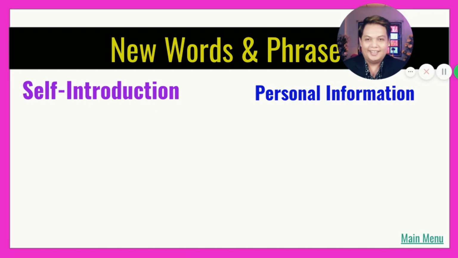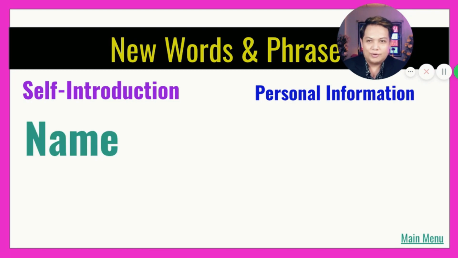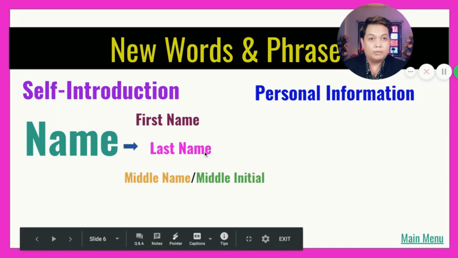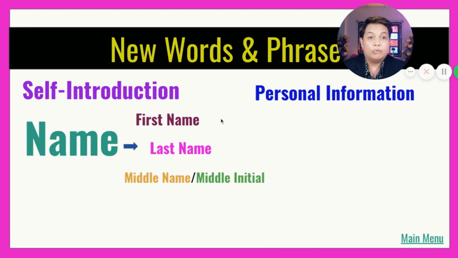Thank you. All right, so for self-introduction, the information that you need to tell the person that is asking you is this. Firstly, we have the name, and the name is composed of the first name, the last name, and also the middle name or the middle initial. All right, so first name, last name, and middle name all in one place is what we call full name.